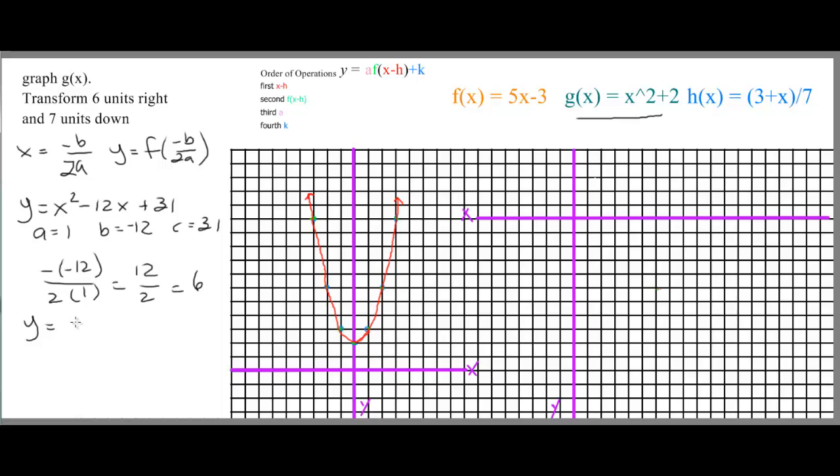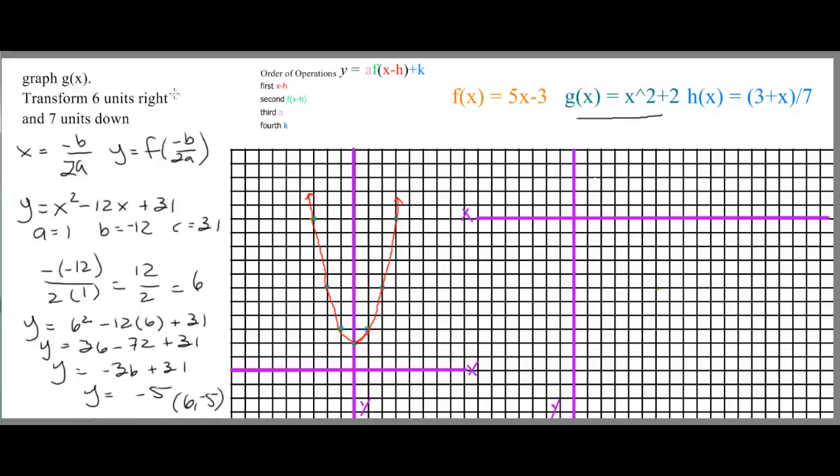Now let's plug that back in and find our y-coordinate. Anywhere you see x, you're going to plug in 6. 36 minus 72 plus 31. 36 minus 72 is going to be minus 36. Minus 36 plus 31 is going to be minus 5. So our vertex is 6, minus 5. Now we have all of our key points.